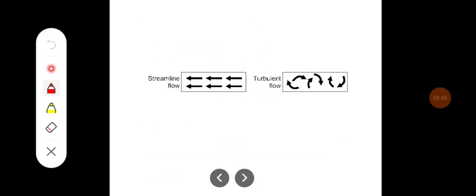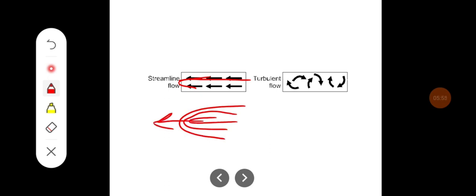Okay. So here you can see the blood is in streamline. There are different layers with different velocities. The central layer has a maximum velocity compared to the lateral layers. And this is the turbulent flow, where the blood flow occurs in many directions.